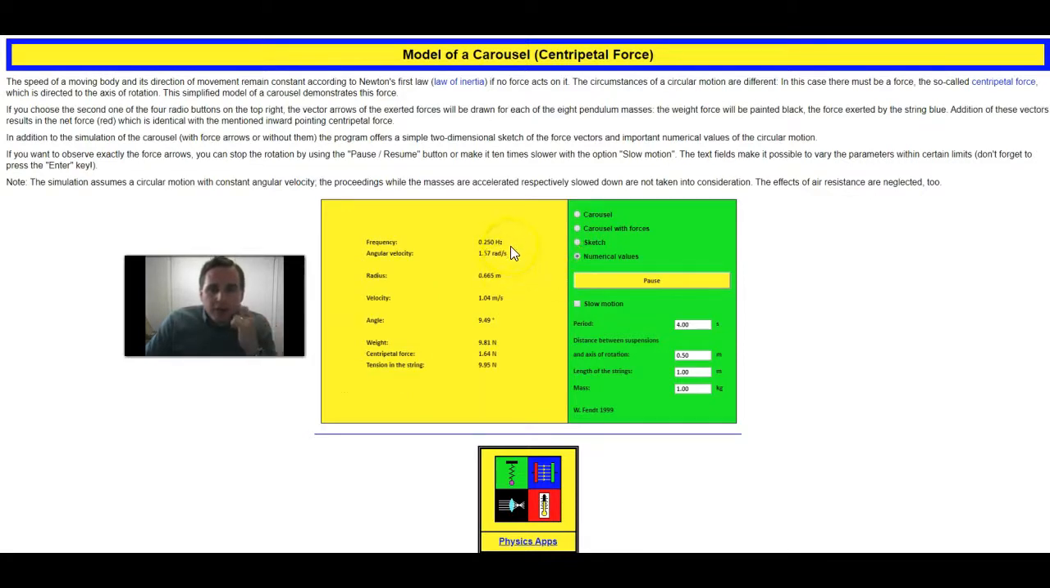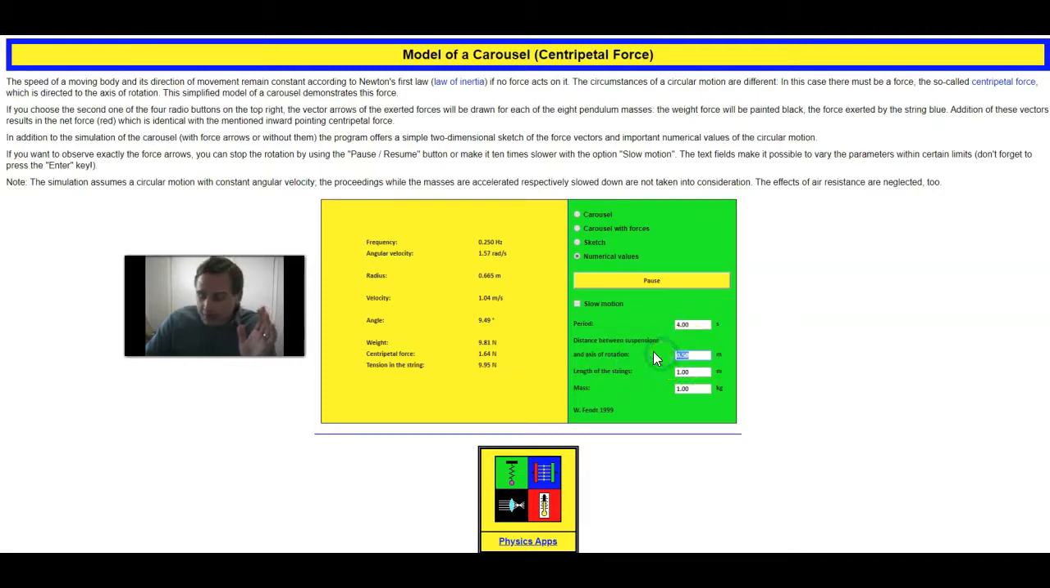So notice the frequency and angular velocity have not changed. The radius is certainly less because we're not as far out from the axis of rotation. The tangential velocity is less because the angular velocity is the same but the radius is smaller. So we're not moving as fast of a linear speed. Look at the angle. It is indeed less. The weight is not changed. The centripetal force is less and the tension in the string is less.